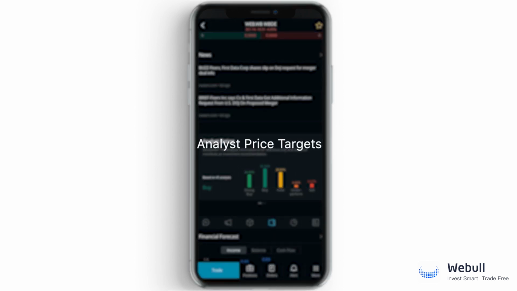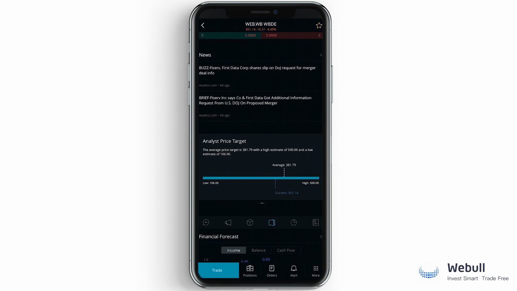Analyst price targets. The analyst price target is an estimate created by averaging the estimated stock prices from relevant analysts. The resulting price range estimates the lowest, highest, and average price of a stock ticker.